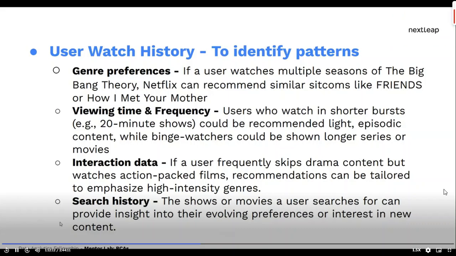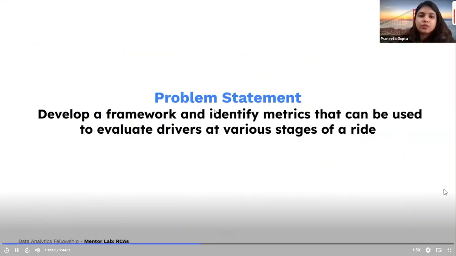Was it a little clear, Vansh? Okay, good. So this problem statement is basically related to Uber. Now you have to develop a framework and identify metrics that can be used to evaluate drivers at various stages of a ride. Okay. So first, have you all understood what needs to be done? I want you guys to read the statement, understand, and if you don't understand, ask me questions now itself, then we'll give you some time to come up with some metrics.